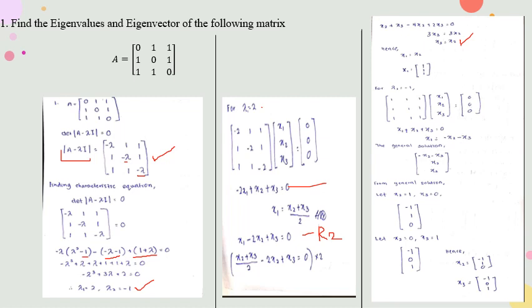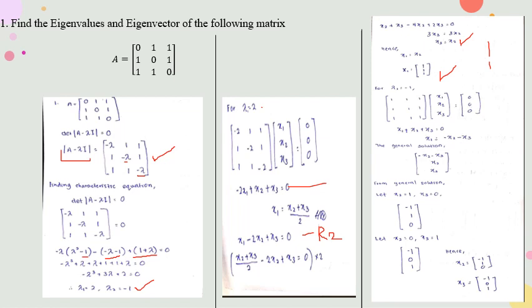Hence, we can conclude from the beginning, if we substitute, that x2 is 1 and x3 is 1. Hence, we can conclude x1 equals x2, because if we substitute 1 into this equation, 1 plus 1 equals 2 and x1 equals 1. Hence, the first eigenvector is 1, 1, 1.